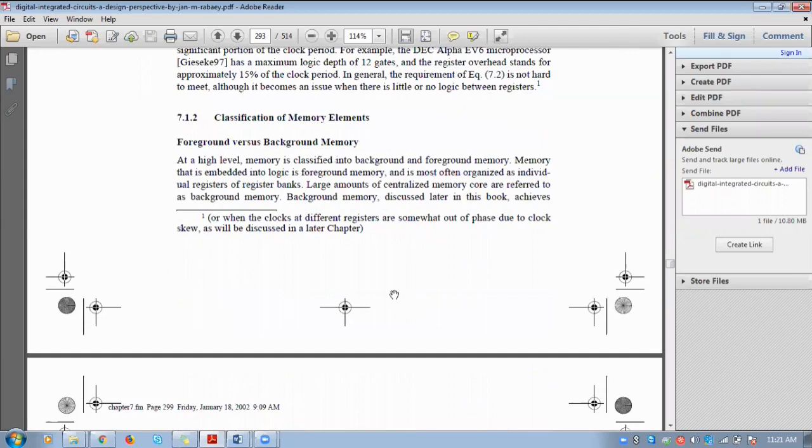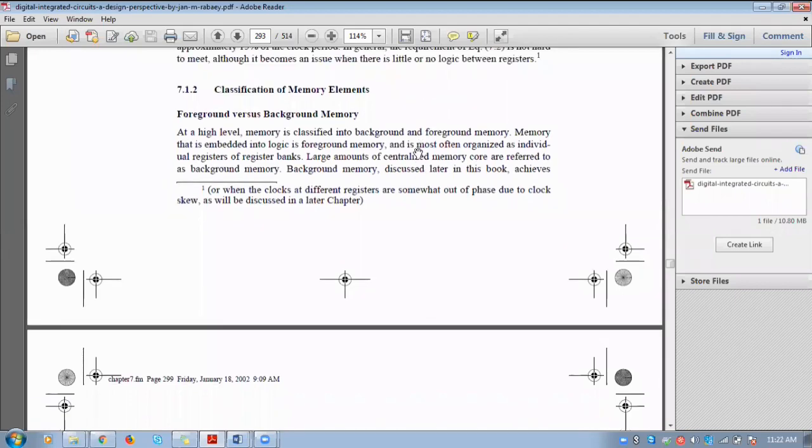Basically, we have two different classifications of memory, known as foreground memory and background memory. Foreground memory is the memory used for that particular application. It is a small amount of memory. Background memory is a very big or centralized memory which is used for storing all types of data, available for any type of application.